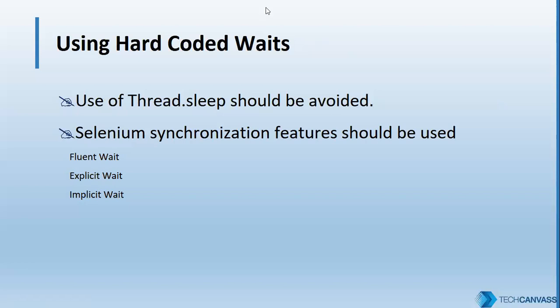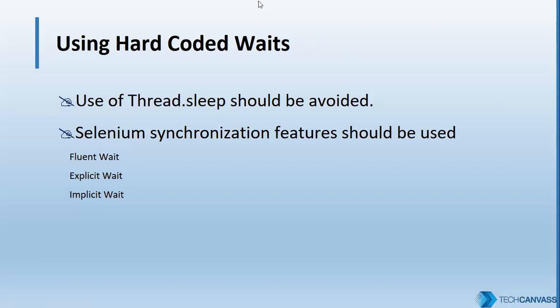This type of practice should be avoided, especially in Selenium, because Selenium provides multiple ways to synchronize web pages and web elements. These ways are fluent wait, explicit wait, and implicit wait. These waits should be used in the order mentioned here. Highest priority should be given to fluent wait because of the extra features apart from synchronization that it provides, like ignoring exceptions and setting polling interval.